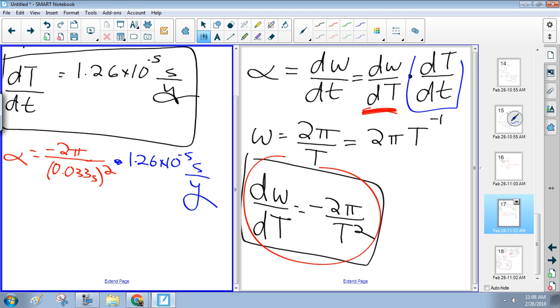Then you have to do one other thing before you're done, which is we have seconds and years in the same problem. So you just multiply by a conversion factor to get everything to seconds. So times 1 year is 365 days, and then 1 day is 86,400 seconds, just 24 times 3,600. And that gives you the answer.